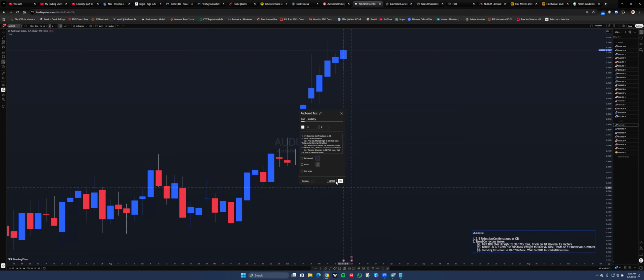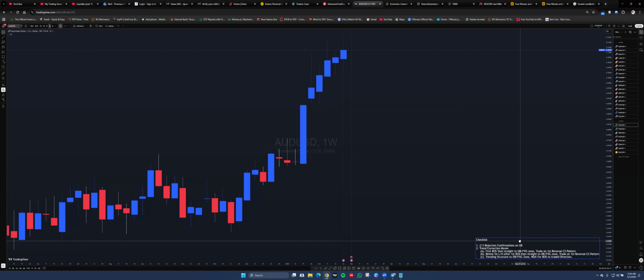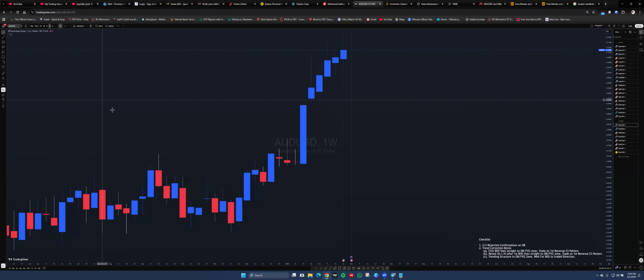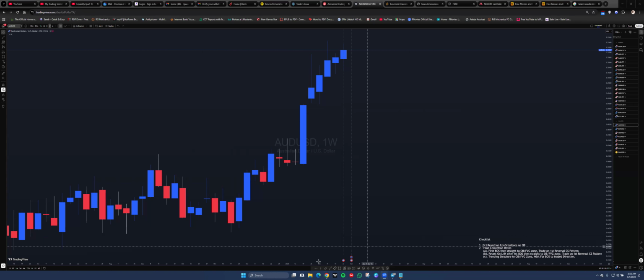So this is the rule here. The good thing about pasting it here is it doesn't move. This is why I use this particular tool, this icon. It's called anchored text. So when you switch time frames, for example, if I go down to 4 hours, it's still in that position. At this point, I just wanted to check if this thing was recording.